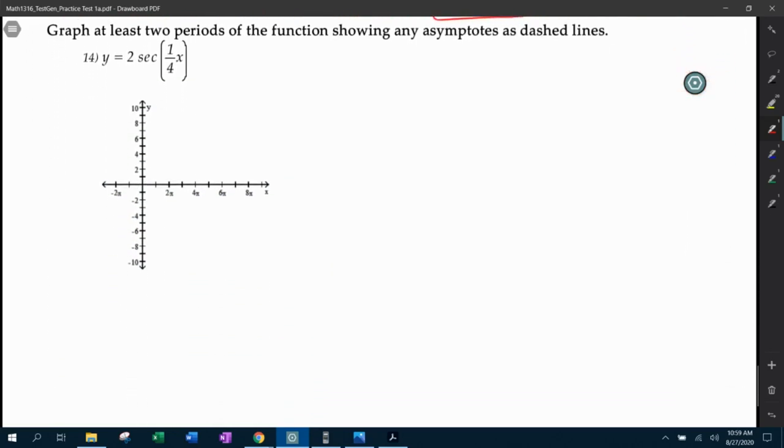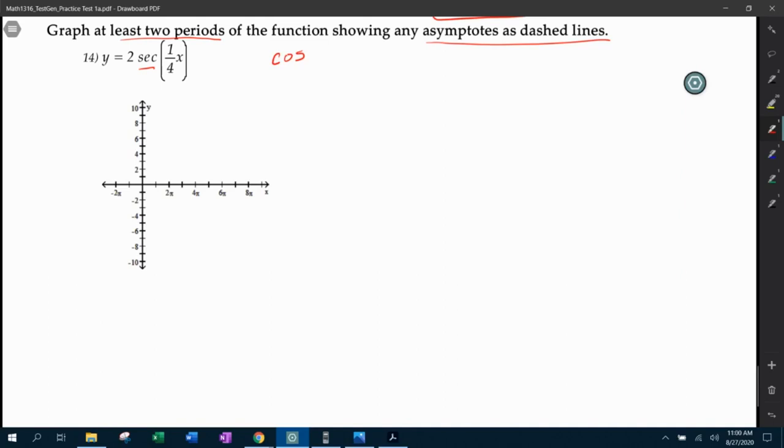Last problem, number 14. Graph at least 2 periods of the function, showing any asymptotes as dashed lines, and we need at least 2 periods. Now this time we have a secant, and we know that secant is related to cosine. So we're going to follow the 6 steps for graphing a cosine, and then show you at the very end there's a slight difference to get your secant graph. Okay, so here we go.